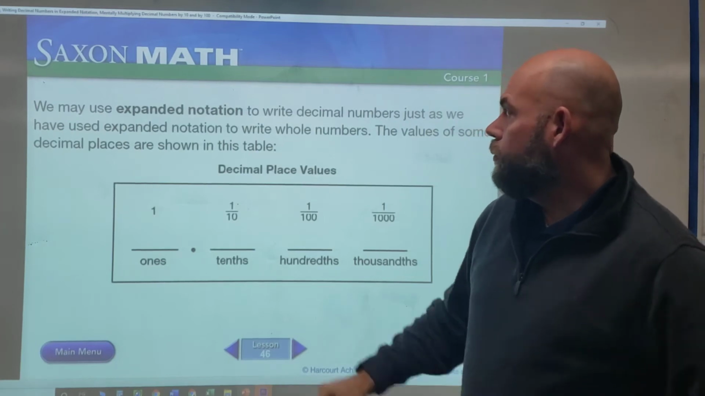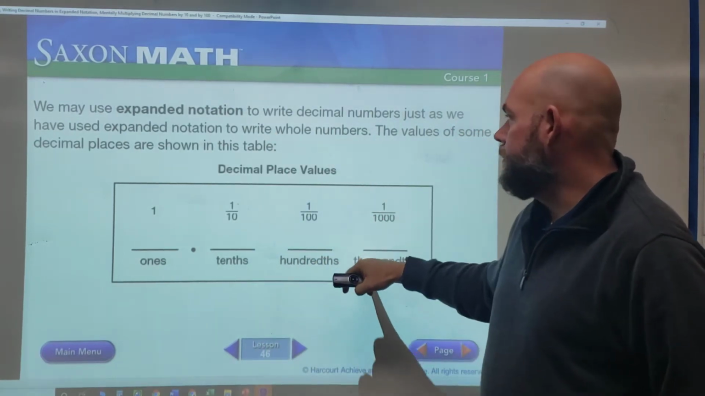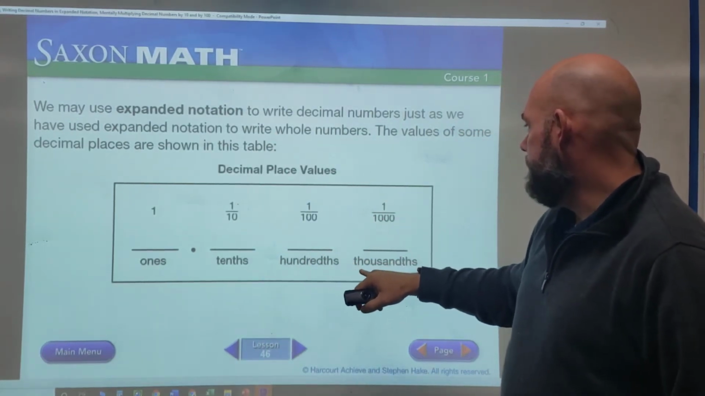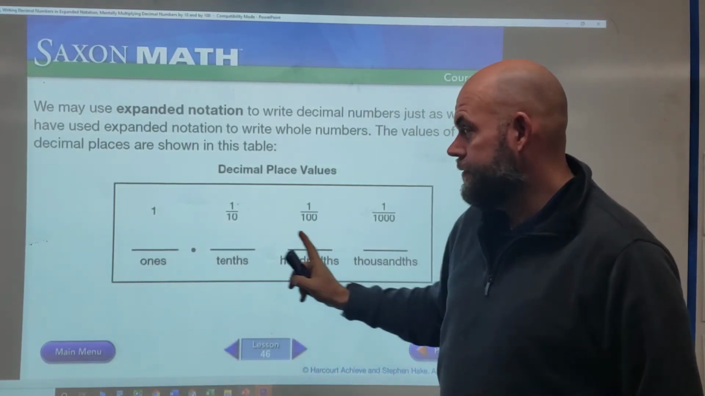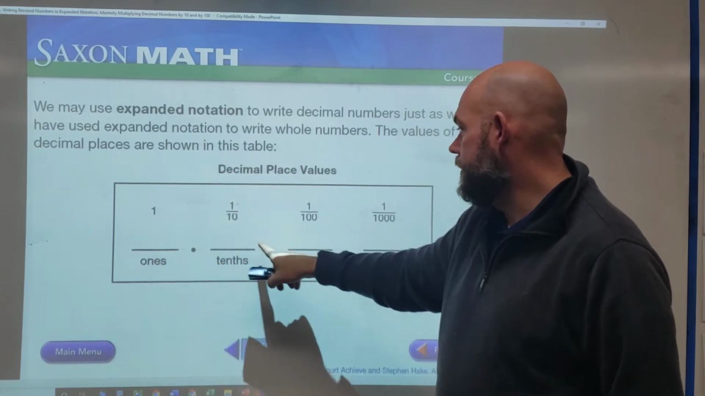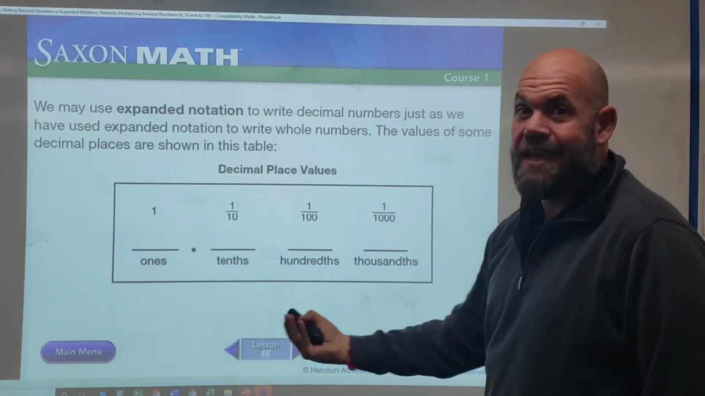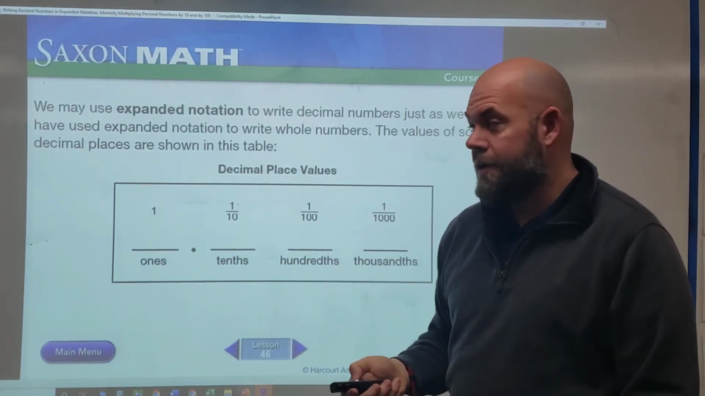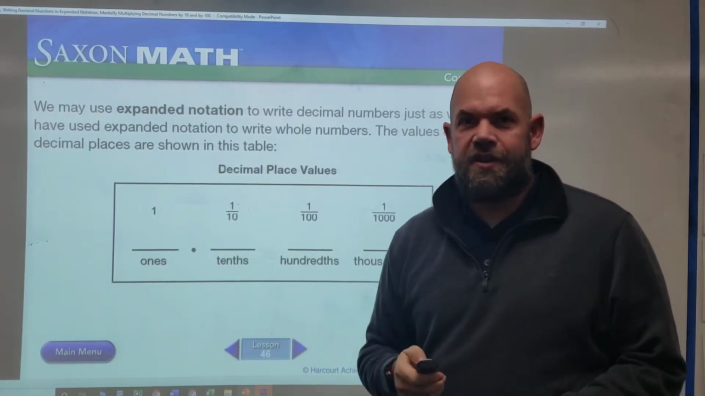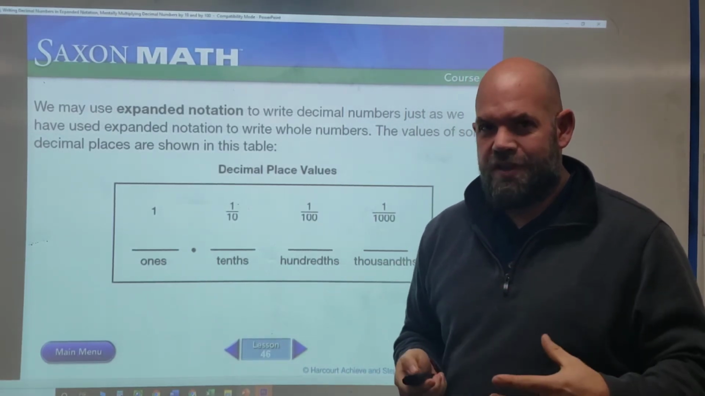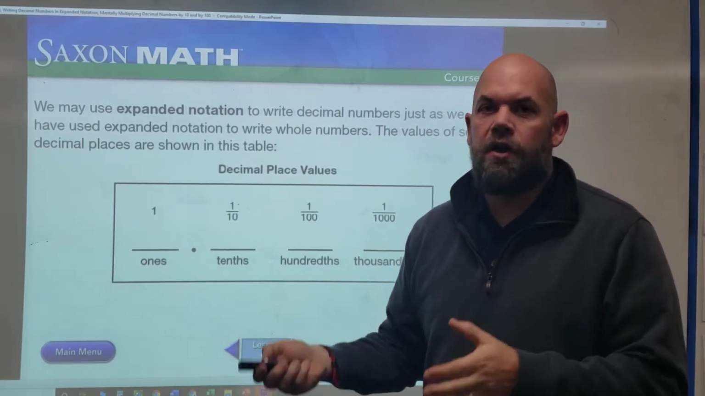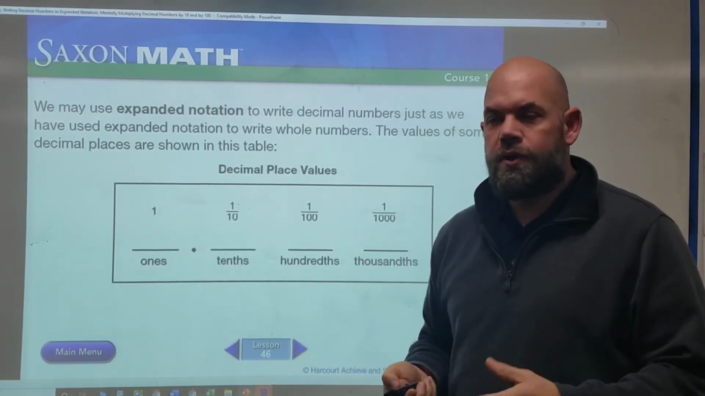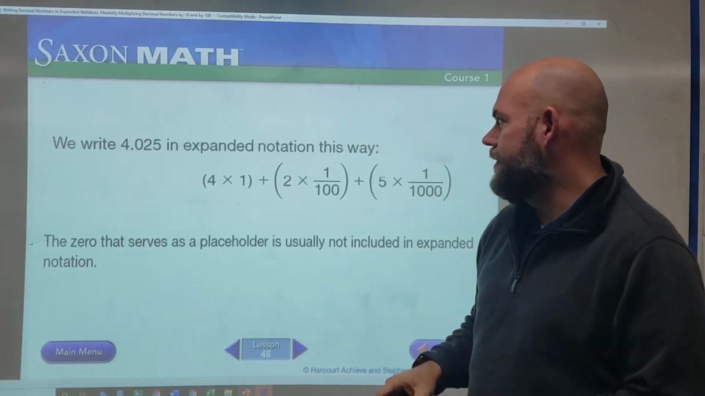Alright, so we can use expanded notation for decimal numbers, not just whole numbers. And the way we do that, here we're going to the right instead of to the left, right? So as we go to 1/10th, 100th, 1000th, and keep going, we can write that out in expanded notation. Now we do this to understand the different parts of the number. When we do decimals, a lot of kids get confused with tenths and hundredths and thousandths. So if we do it in expanded notation, hopefully we can understand that a little better.